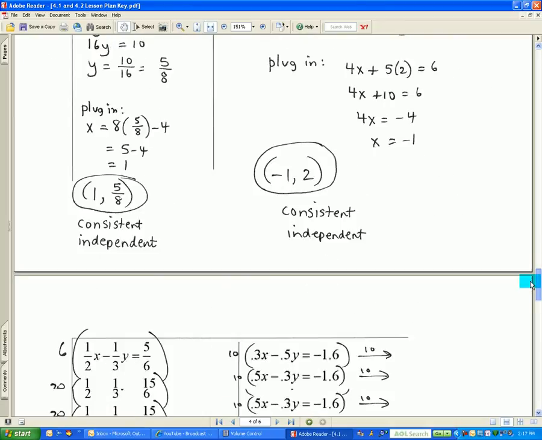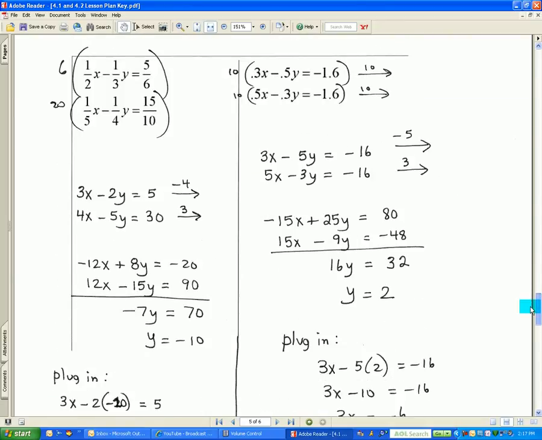Okay, let's go to this next ugly system. I don't want to work with a system with decimals in it either. So my first goal is to multiply the top equation by 10 and the bottom equation by 10, because I have a decimal. If I move those decimals over one place, everything will be whole numbers, integers. So I have 3x minus 5y equals negative 16.